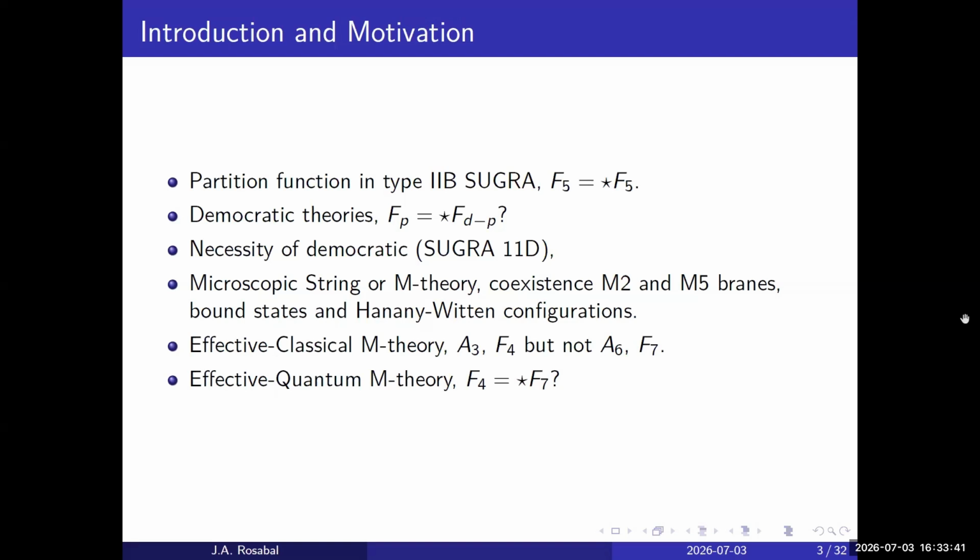And one of the aims of this work is to formulate an effective quantum M theory version to have A6 and F7 on the same footing in order to couple with the M5 brane and compute the partition function or the expectation value of these fields. The expectation value of this object is similar to the expectation value of the Wilson loop. This is what I'm talking about.